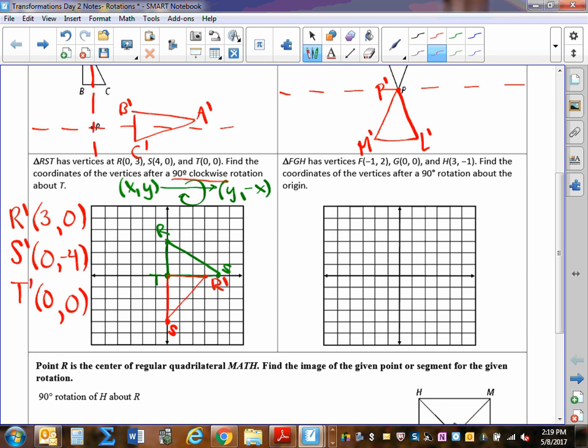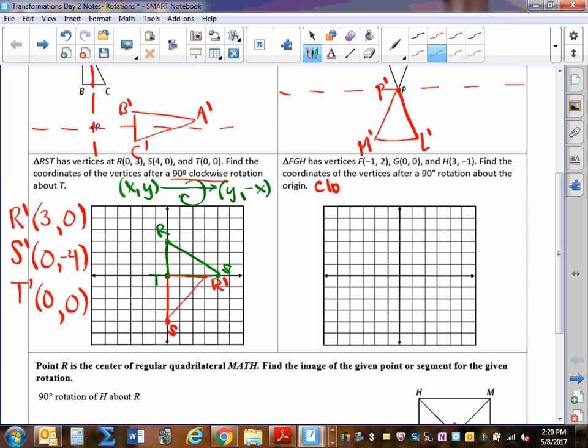If I look, these should match. R prime is 3, 0. S prime is 0, negative 4. And T prime is 0, 0. So that's my new shape. Again, you can use either method, whichever works best. Questions on that? Okay. So now I want you to try this one.